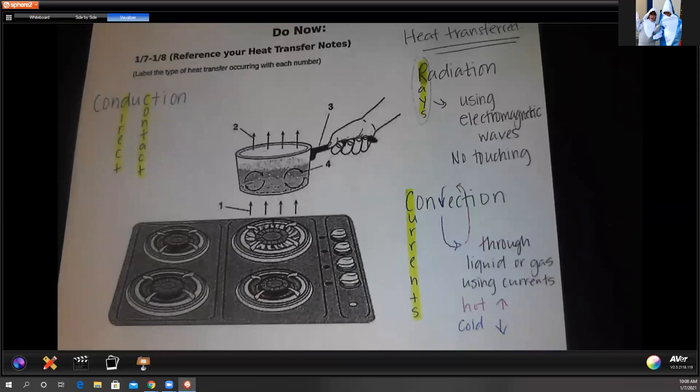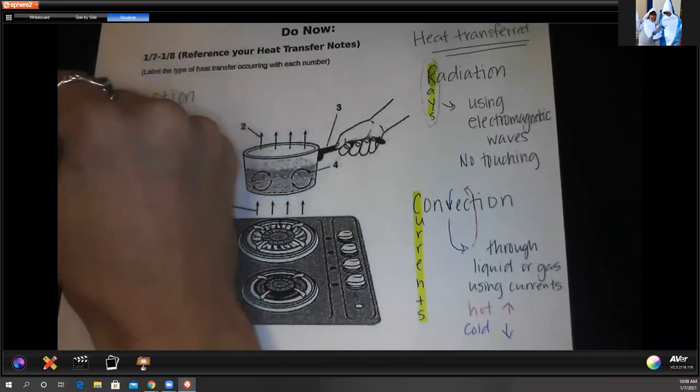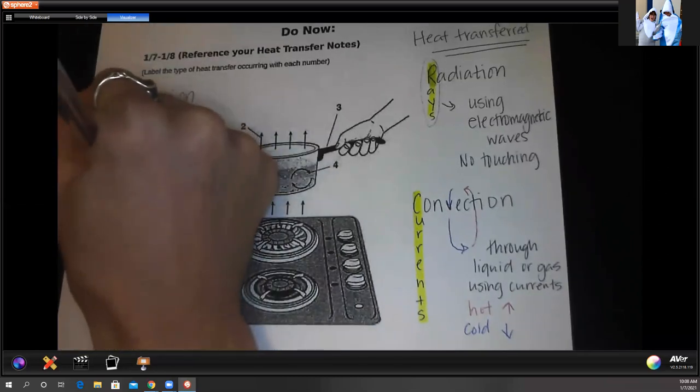When I cook in my oven and I use a metal pan, is that conduction or radiation? Metal pan. Bishop? Conduction, because the metal is a conductor, right? But what if I use the glass pan? Radiation, because it's moving through the glass like sunlight moves through windows, right? So this is all the touching.